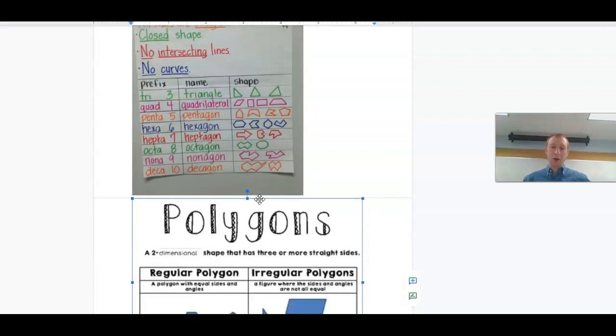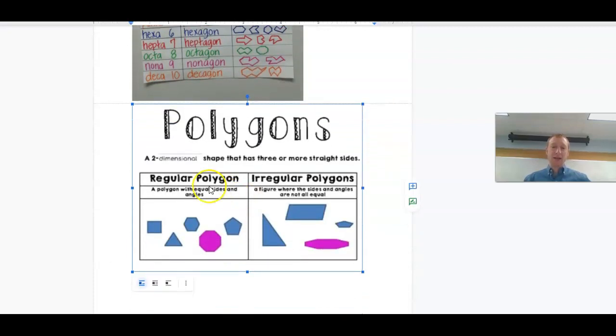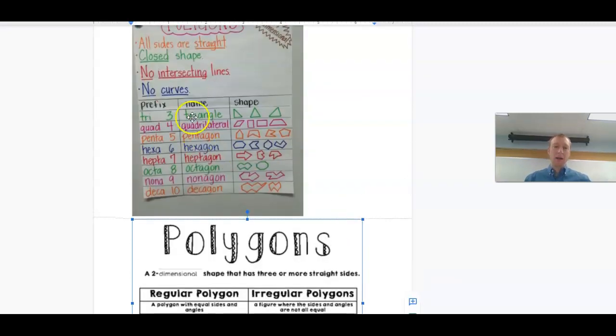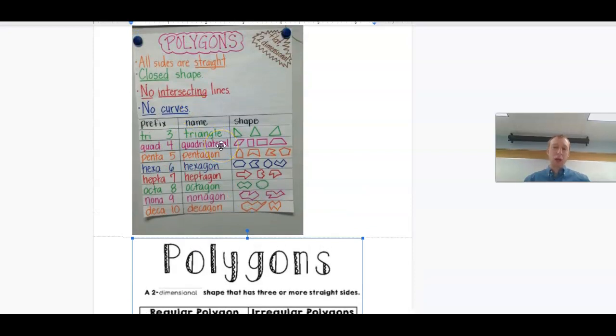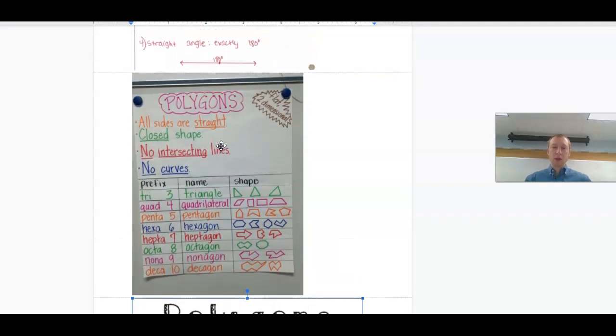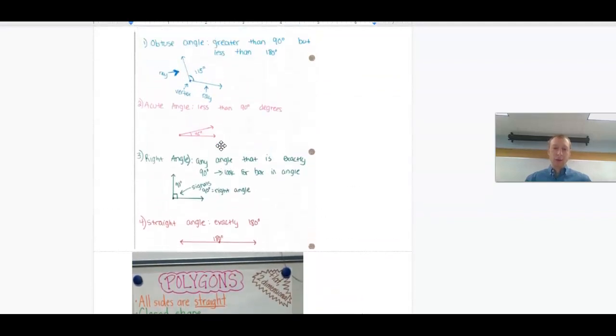Now we also know that we can classify polygons as either a regular polygon or a not regular polygon. In regular polygons, all the sides and all the angles are the same. In a not regular polygon, the sides are different lengths and the angles might be different. So regular versus not regular, and we know a polygon is any closed shape with three or more lines.